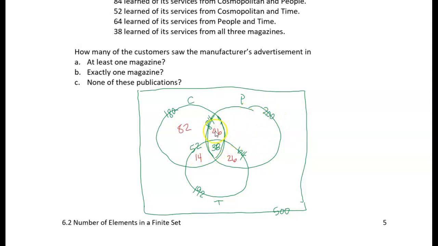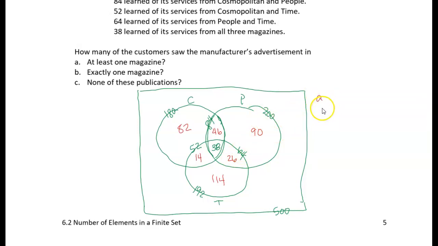If I take 200 and subtract the number of people we've already accounted for, I get 90. And down here, we have 192 people who learn from Time. Some of them are already accounted for because they learned from multiple sources. So 114 only saw the advertisement in Time. Okay, so basically we've accounted for everybody in the regions in these three circles. Okay, so we can essentially just add up all of those values.